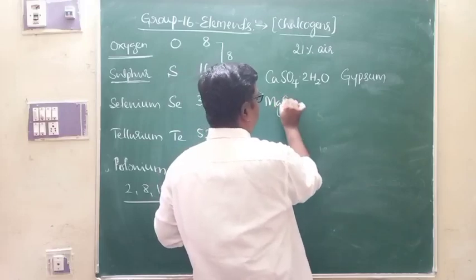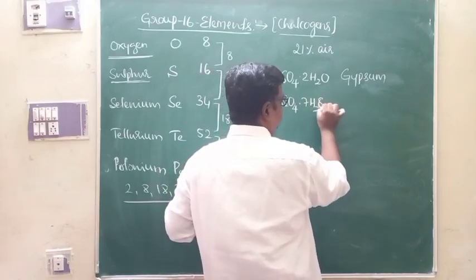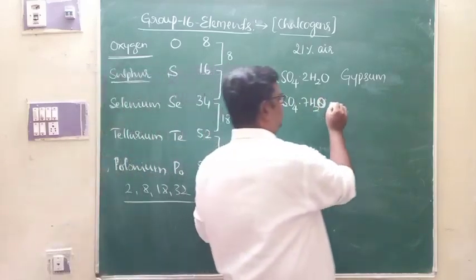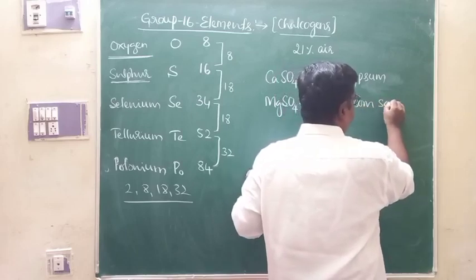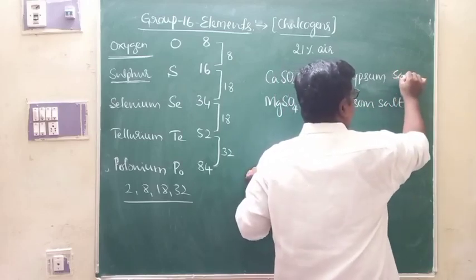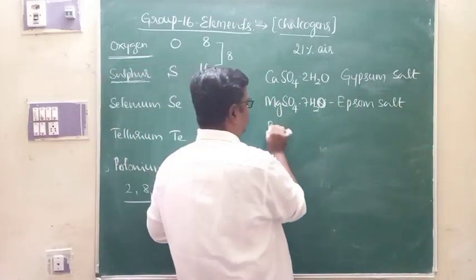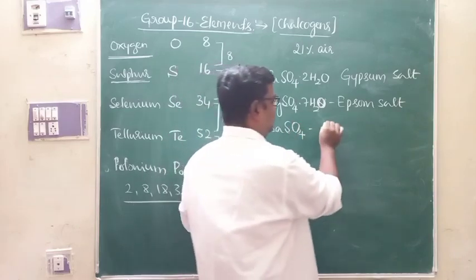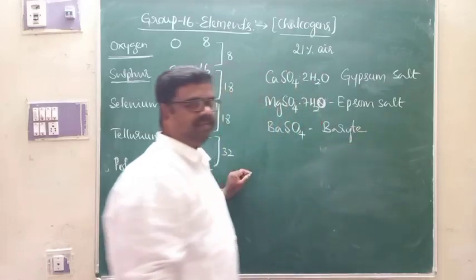We have sulfur in the form of MgSO4.7H2O, magnesium sulfate heptahydrate. It is also known as Epsom salt. This is gypsum and of course Epsom salt. And of course sulfur is available in the form of barium sulfate. It is known as barite.